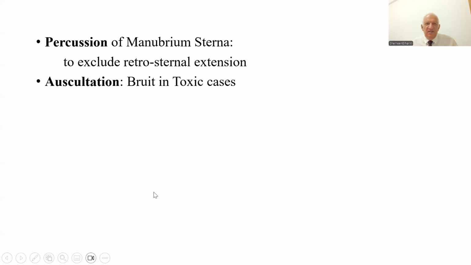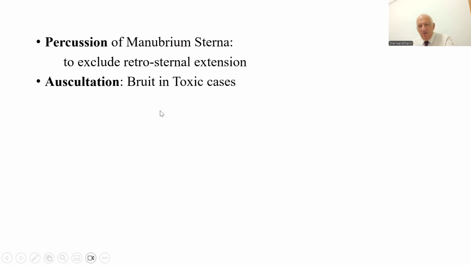So you can find, of course, not a huge swelling like this, but it can be a bilateral swelling, on the right and left or from the isthmus and the left side. After that, you percuss over the manubrium to exclude retrosternal extension. You need to auscultate, in case of a toxic patient, and usually we have nothing.